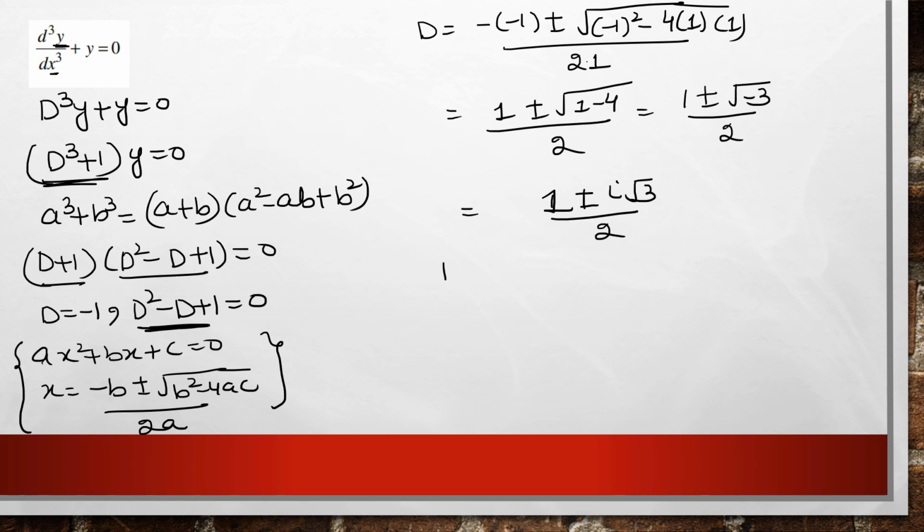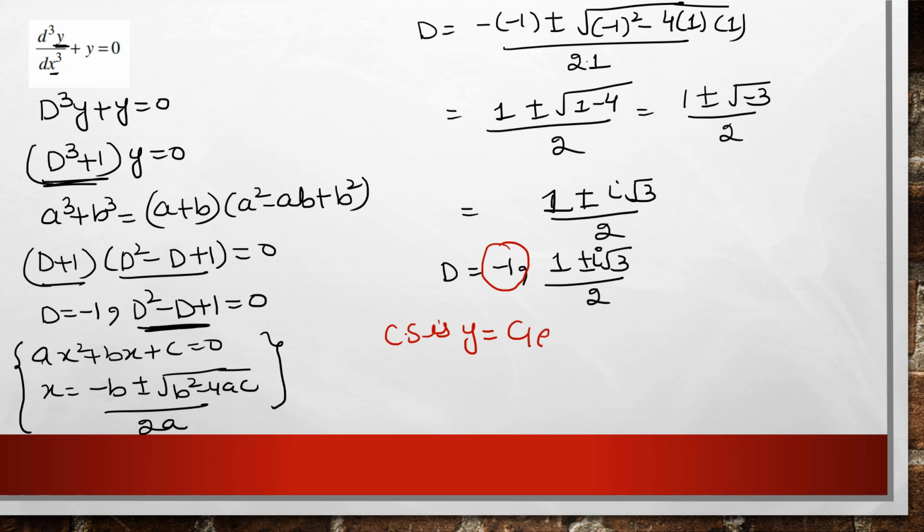So what are the roots? The roots are minus 1, and 1 plus or minus root 3 iota over 2. So these are the three roots which we have got. Now how to write the complementary solution? So the complementary solution will be y equals, the first thing is this is the real root.